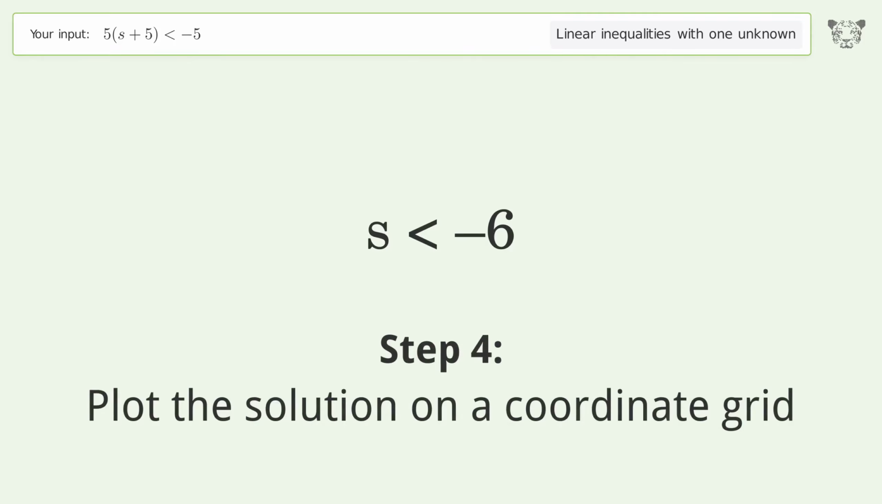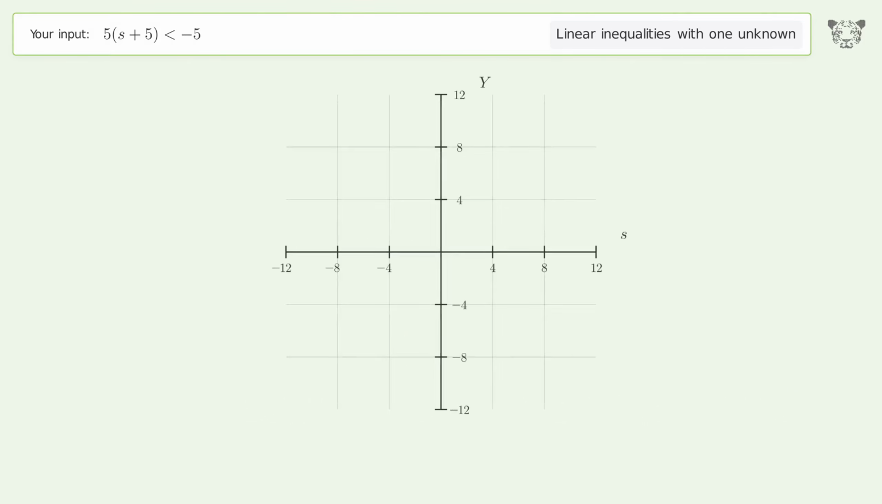Plot the solution on a coordinate grid. And so the final result is s smaller than -6.